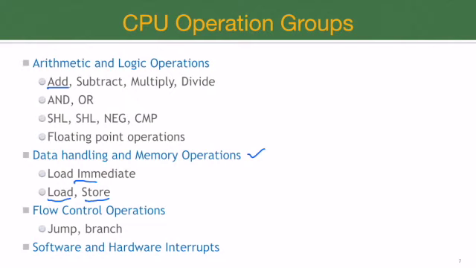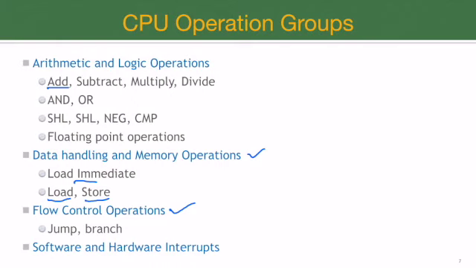Then we have flow control instructions. We mentioned before that the instruction address gets incremented automatically. So if we want to change the next instruction that we want to execute, we can use the jump or branch instructions. They can help us move from one specific address to a different address that is not the next address in the sequence.